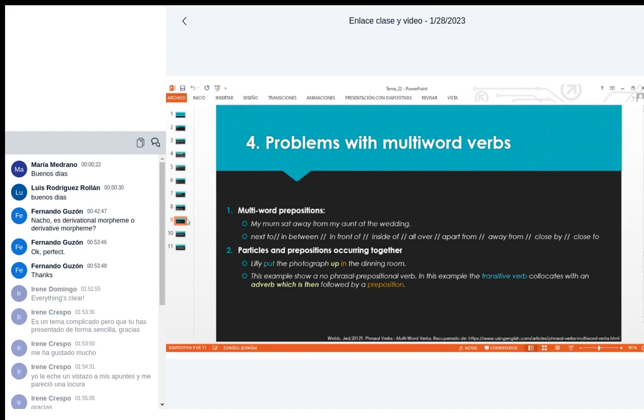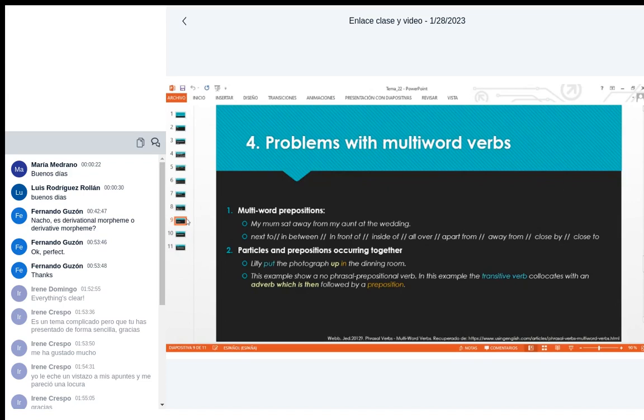So they may cause some problems when we consider these multi-word prepositions alongside the multi-word verbs. For example, "my mom sat away from my aunt at the wedding." If I were to analyze this sentence, all I can say is that the subject is my mom and the verb is sat, and away from my aunt would be a complement of space, and at the wedding would be a complement of time. So away from does not actually affect the verb, but rather the prepositional phrase.